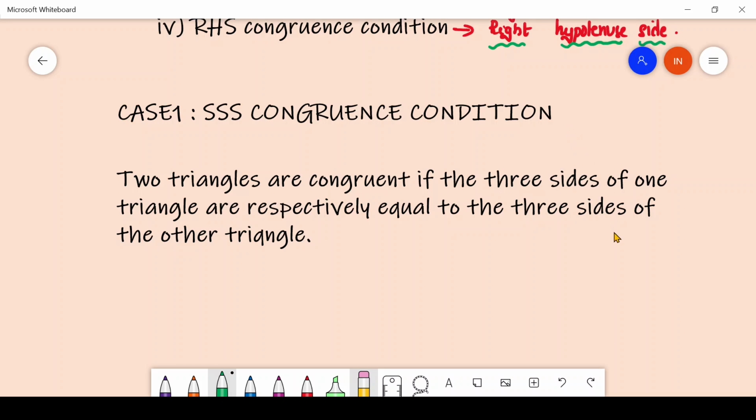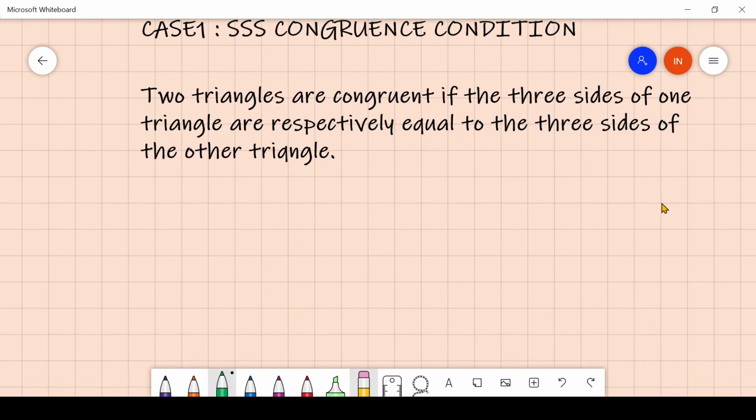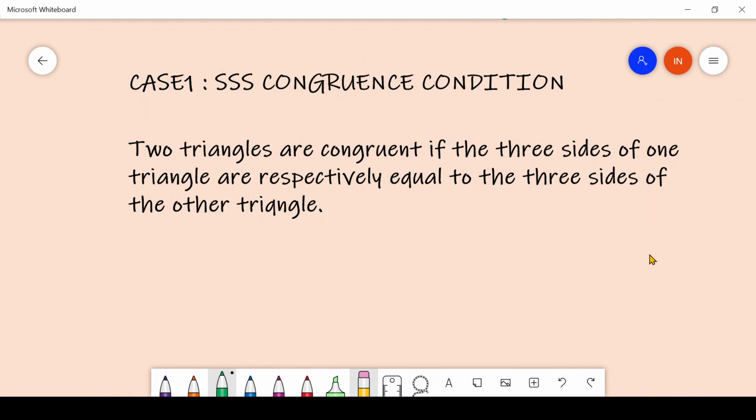You can see here case 1 is the SSS congruence condition, right? So how can we say that two triangles are congruent if their sides are equal? The definition is: two triangles are congruent if three sides of one triangle are respectively equal to the three sides of the other triangle. As I told, the order of the letters is very important. I'm going to draw two triangles. Let this be triangle ABC, and this be triangle PQR.